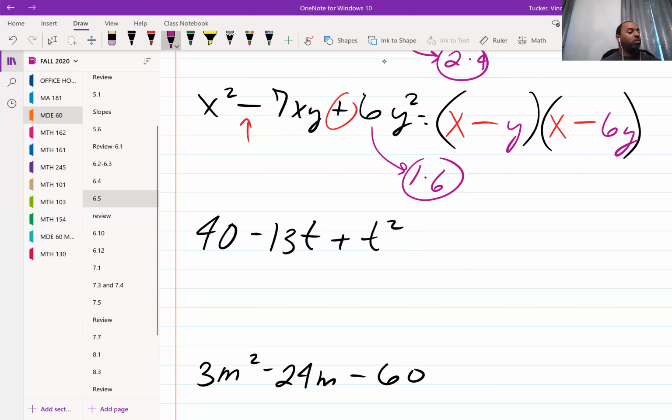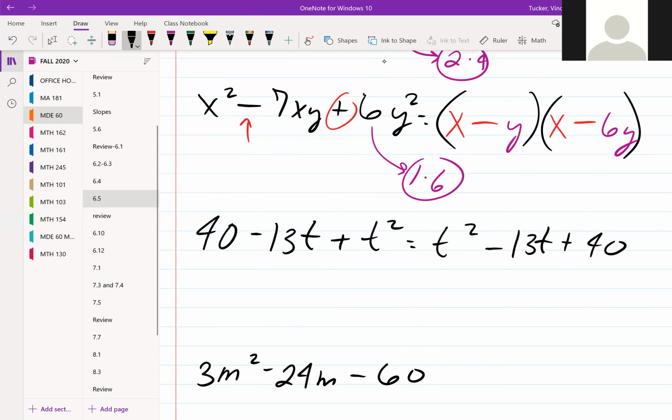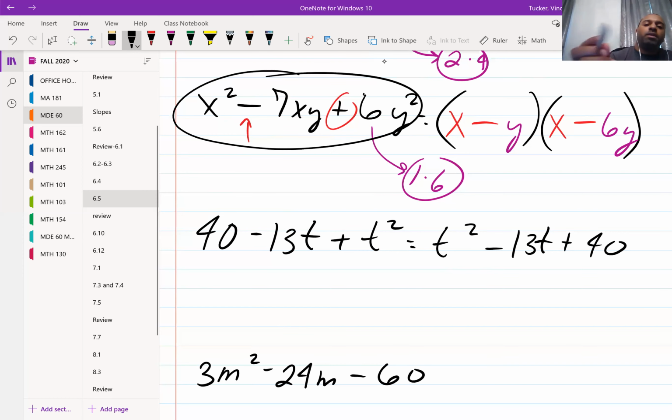Questions before we look at the next one? Make sure we're all right. Normally, if you notice, all the ones that we've had up to this point had our variable first, our leading term first. So you can rearrange your terms. Just remember that whatever is positive needs to stay positive, whatever is negative needs to stay negative. So my t squared is still positive, 13t is still negative, and that 40 is still positive. That's just you rewriting it, putting it in an order that we normally would have.